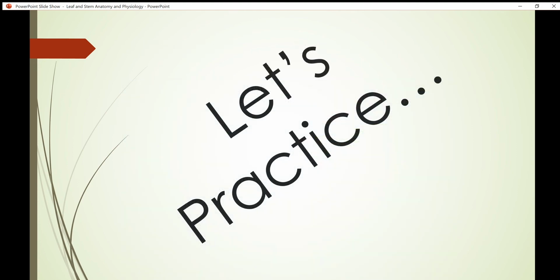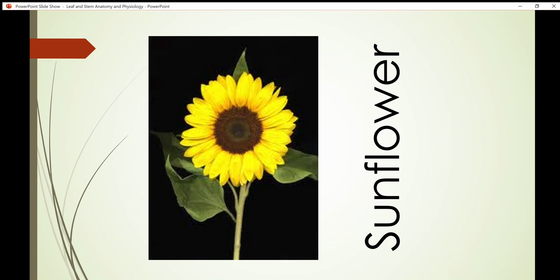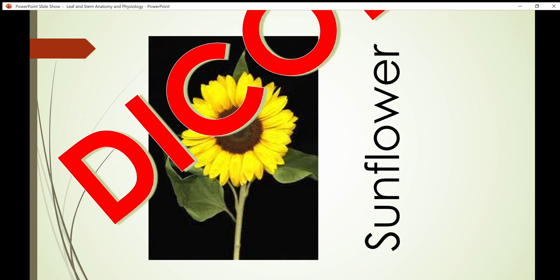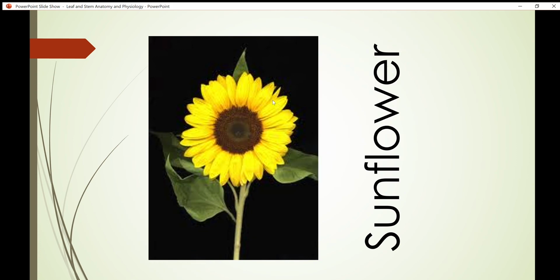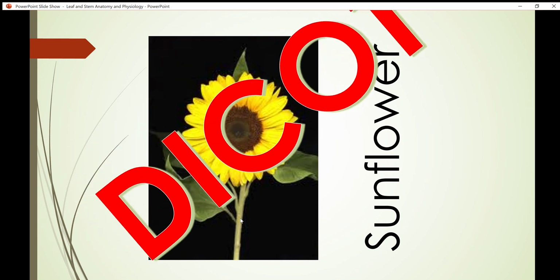Remember, dicots have cambium layers for the stem to grow outward, and monocots do not. So we're going to practice a little. Obviously, this is a video, so we're going to have to give you the answer right away. But a sunflower is a dicot. Okay, we can see, if I go back, broad leaves, multiple petals, very wide leaves, very sturdy stalk or stem that is growing outward.